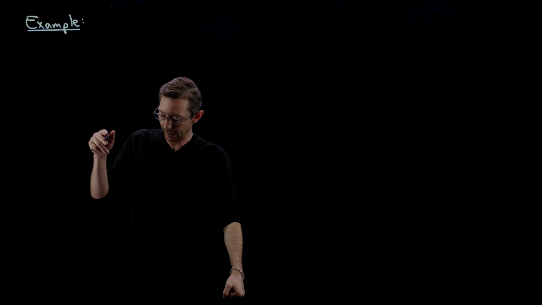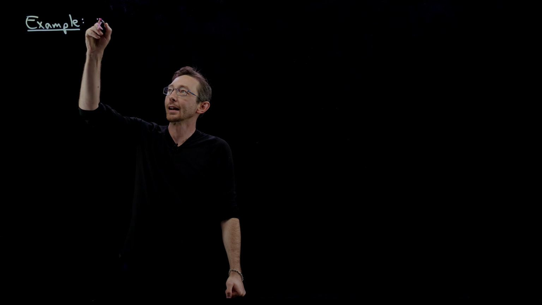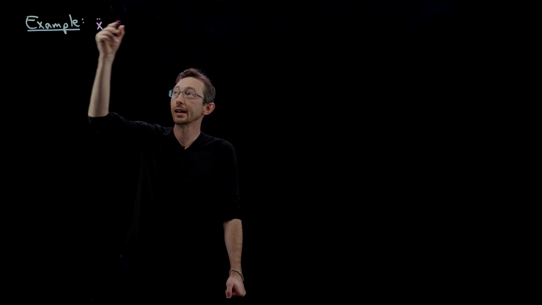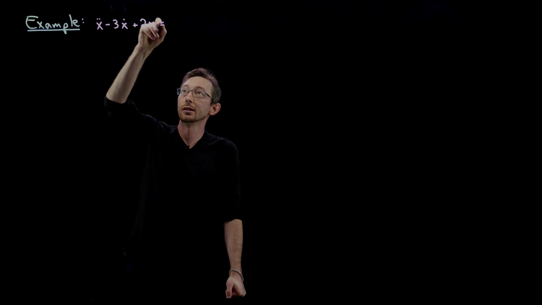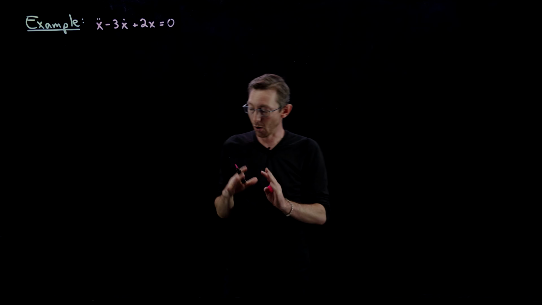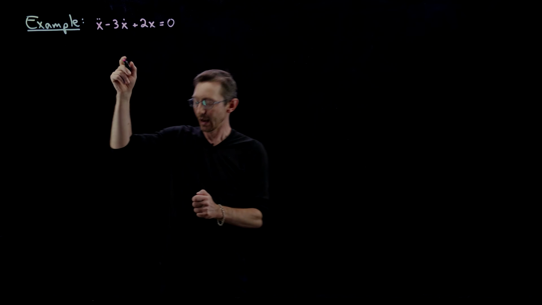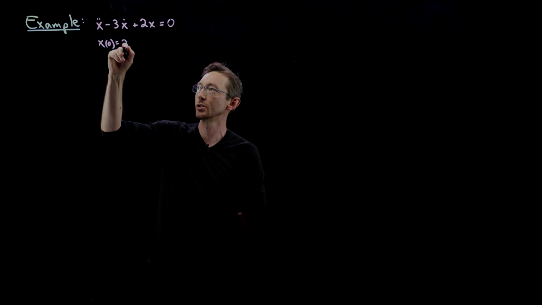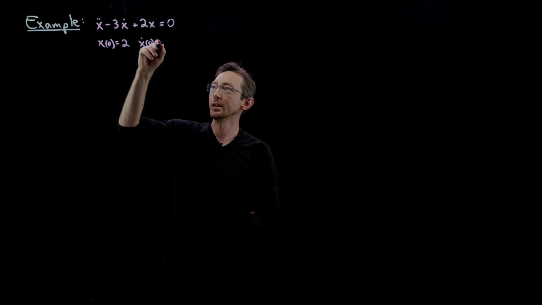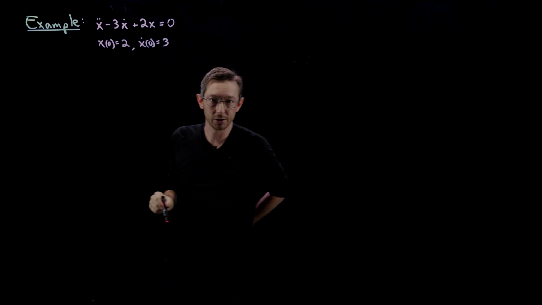Okay, so just a couple more super quick examples. I'm going to fly through these because we know the formula now. What if we have x double dot, instead of plus 3x dot, we have minus 3x dot, plus 2x equals 0. So all we're changing is the sign here. And let's keep some other initial conditions, x0 equals 2, x dot 0 equals 3. Those are our initial conditions.